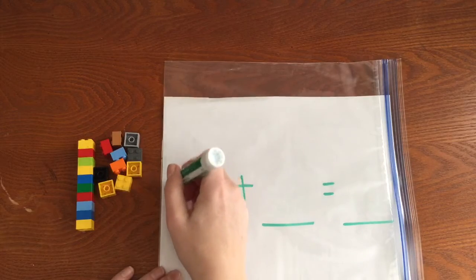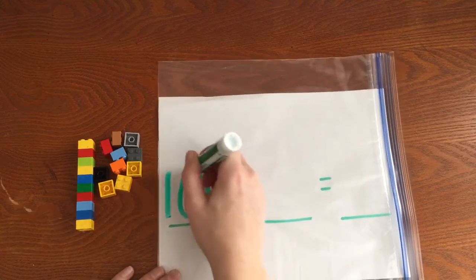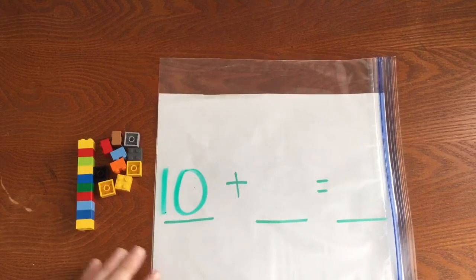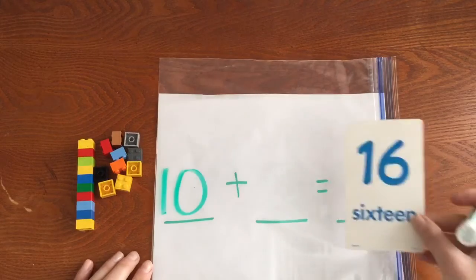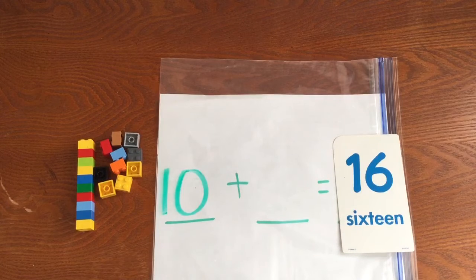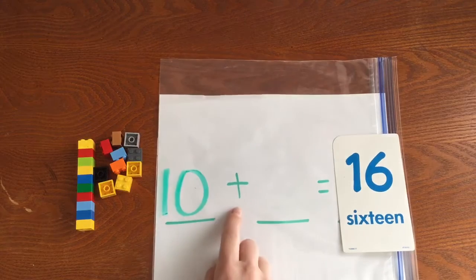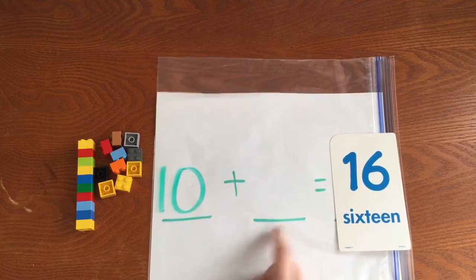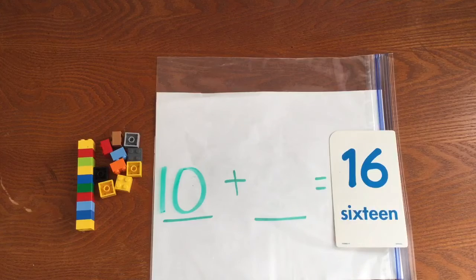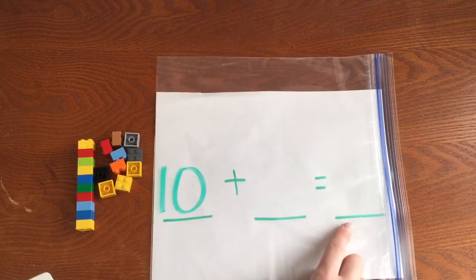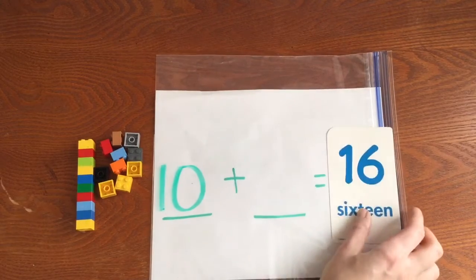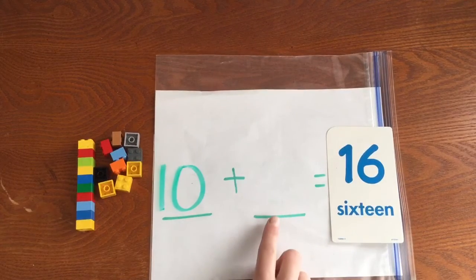So today we're going to start with two of our numbers filled in on our number sentence. And we're going to find the missing addend, or the missing number. So let's read this together. 10 plus something equals 16. Usually we're trying to find the answer of our number sentence, but today I'm giving you the answer. And I want you to find the missing number here.